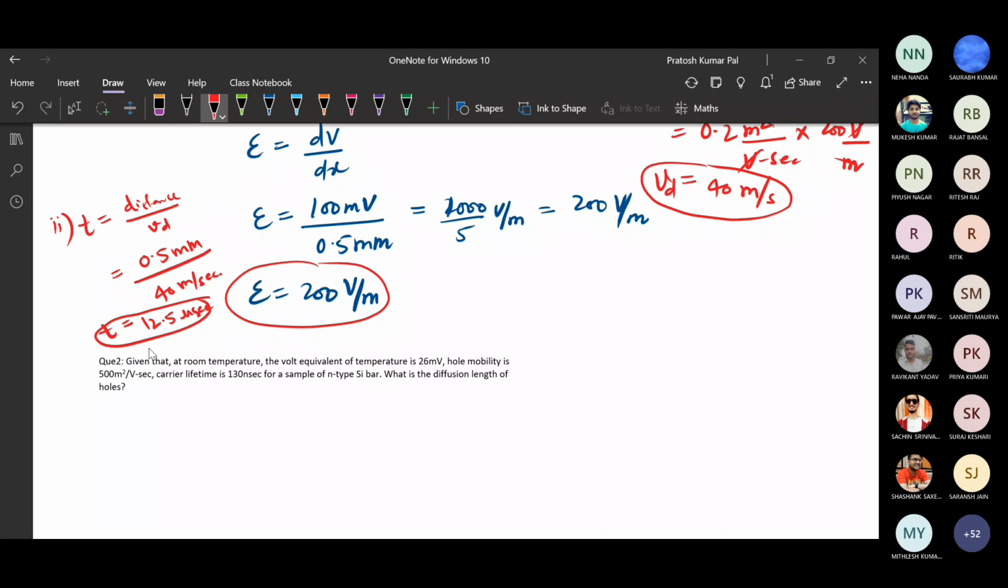Okay, so this was the simple question. Similarly, we have another question: at room temperature the volt equivalent temperature is given as Vt. The hole mobility mu p is given as 500 meter square per volt second, and carrier lifetime tau p is given as 130 nanosecond for an n type semiconductor. What is the diffusion length? So we need to find out the diffusion length.